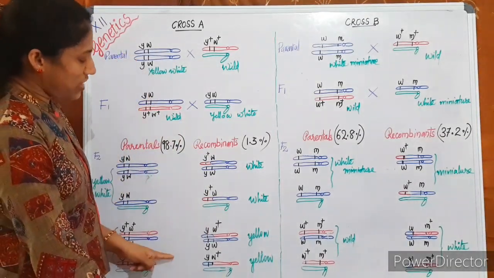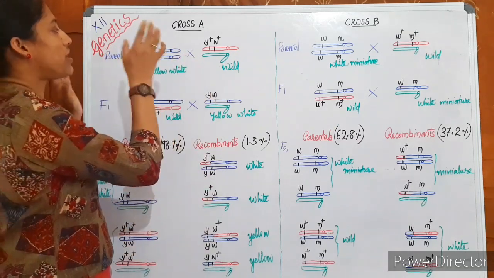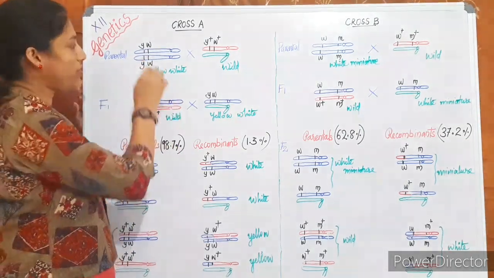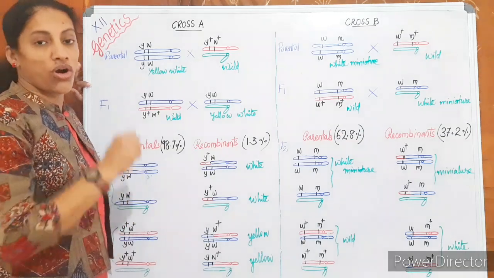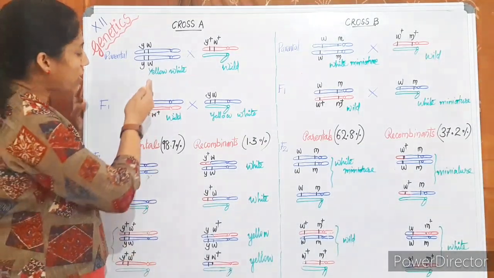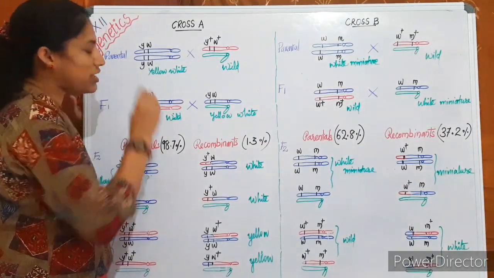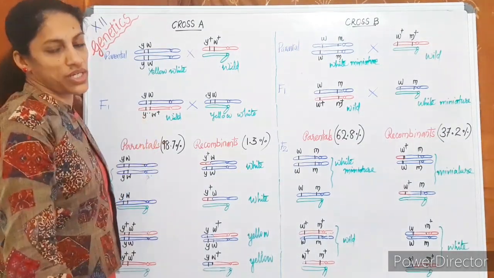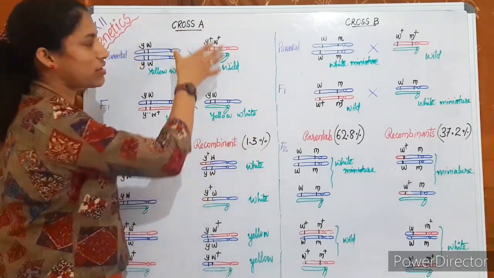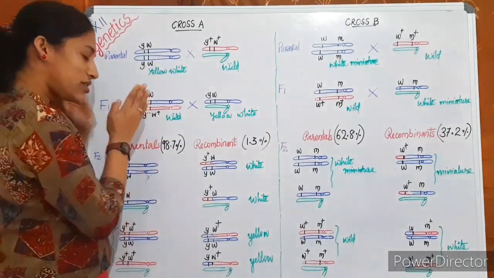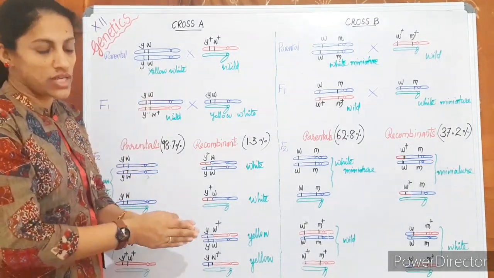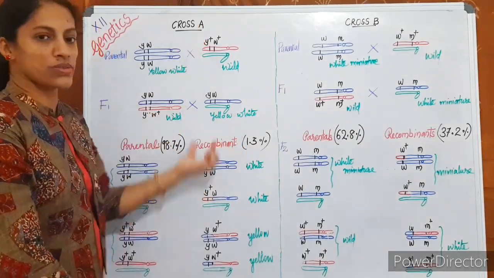And in this case, he used the term linkage. When two genes are very closely placed on a chromosome, they show tight linkage or complete linkage. When these two genes are very tightly linked, the chance of a crossing over taking place between the two genes, which would separate them, is very less. So crossover types will come very less in cross A. The reason is the genes are very close by, so the chance of a crossover which separates the two genes is less. So the recombinant types are less in cross A.